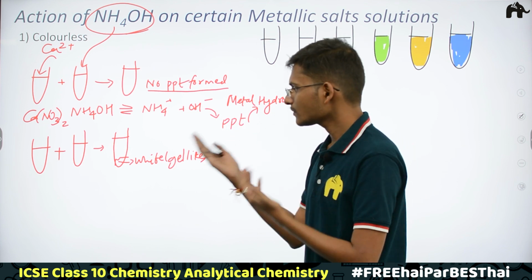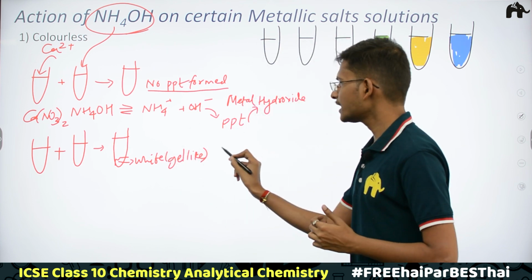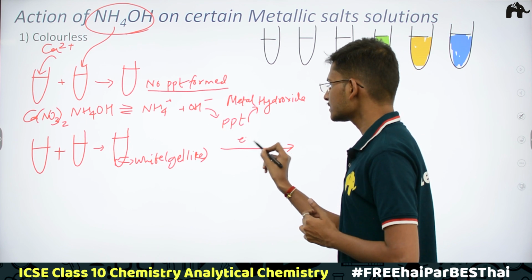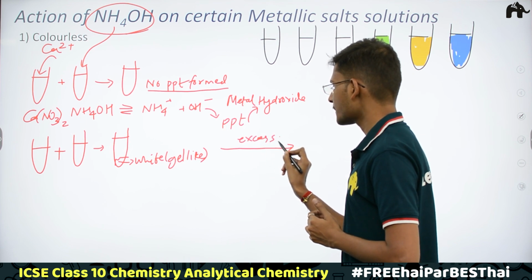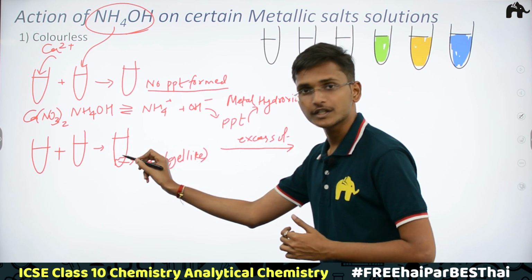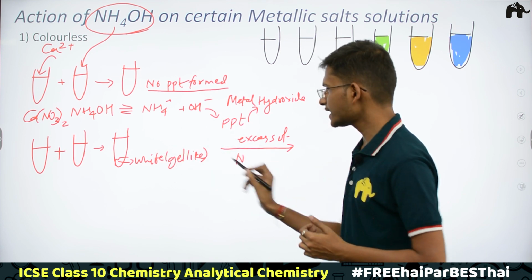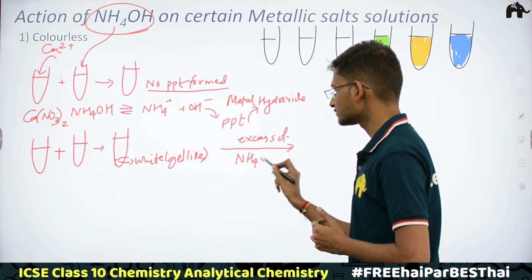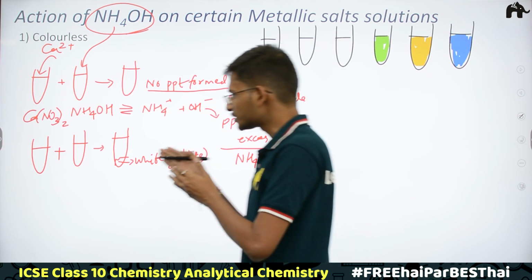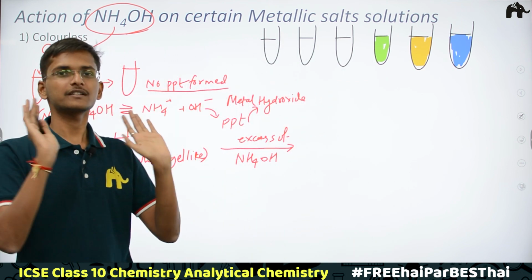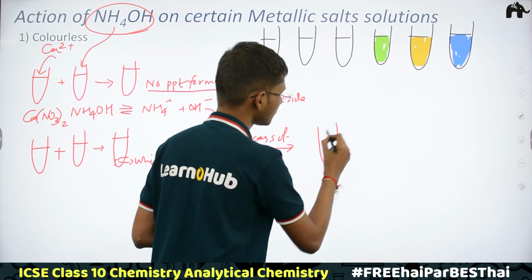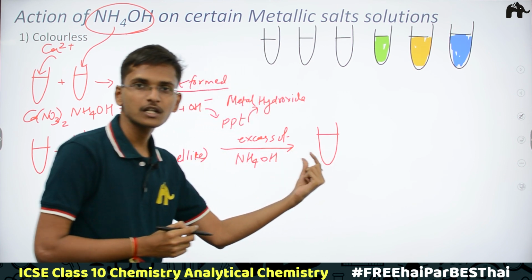Now, moving ahead, when we are adding excess of NH4OH into this solution, which is having a precipitate as well, what is happening? Super magic. This precipitate disappears. It gets vanished and we just simply get a colorless solution.